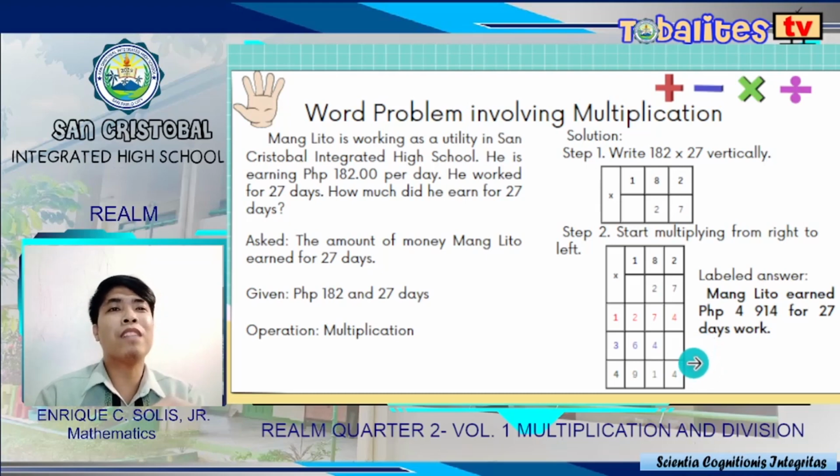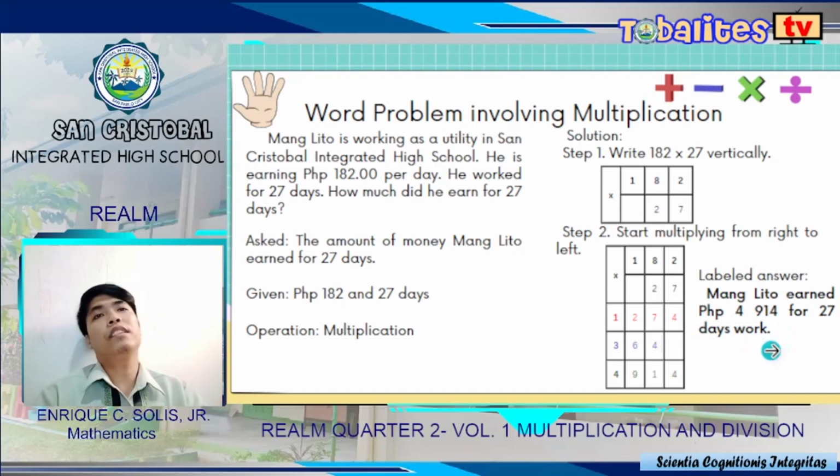So the labeled answer is Mang Lito earned 4,914 pesos for 27 days of work. Do you get it?